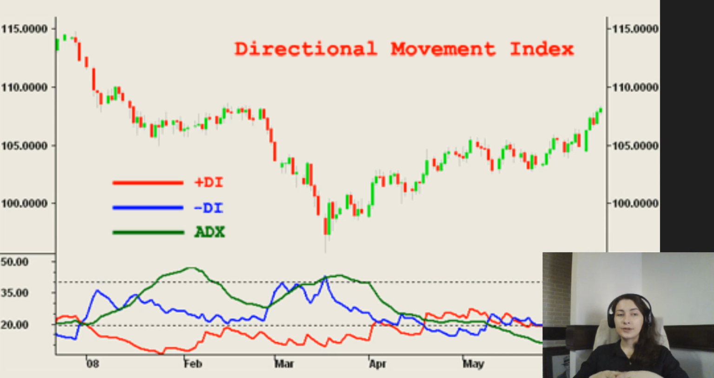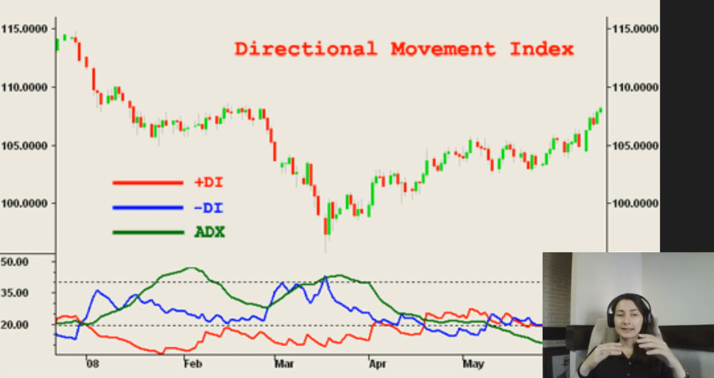To find out if there is any trend, you can use this DMI, or Directional Movement Index. This index helps you see if there is any trend and how strong it is. It consists of three parts: Average Directional Movement Index, or ADX, Up Directional Indicator, or plus DI, and Down Directional Indicator, or minus DI. Usually, minus DI and plus DI meet at the extreme points.